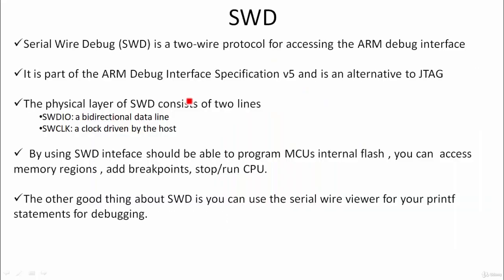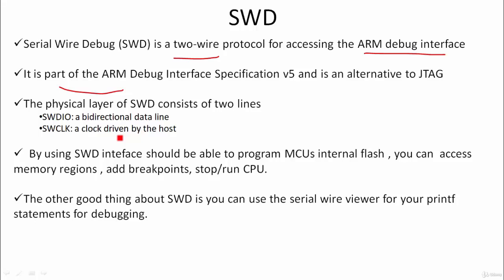Now the serial wire debug, it is a two-wire protocol for accessing ARM debug interface. It is part of the ARM debug interface specification v5, and it is an alternative to JTAG. The physical layer of SWD consists of only two lines. One is called SWD-IO, which is a bidirectional data line which carries debug-related data, and SWD clock, a clock which is driven by the host.